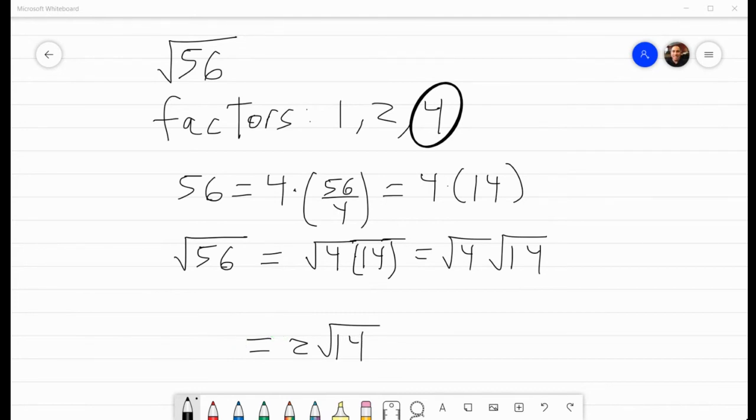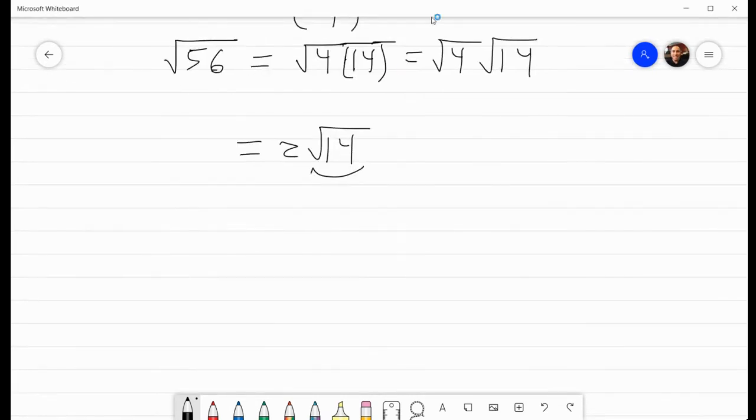But now the question is, what about the square root of 14? So we have to wonder, is that simplified? Let me just move this up a bit. Oh no, I think I clicked the wrong thing. There we go. So now we have to wonder, is this simplified?